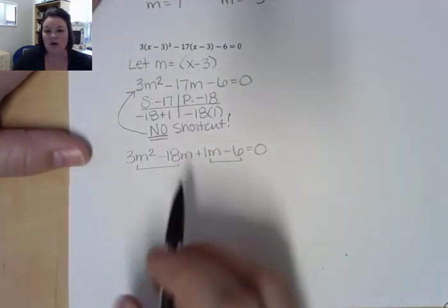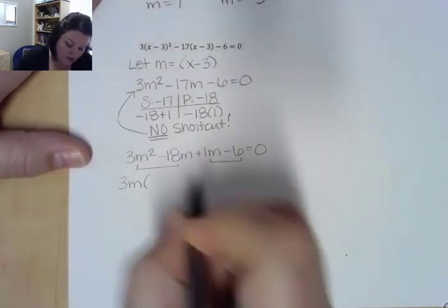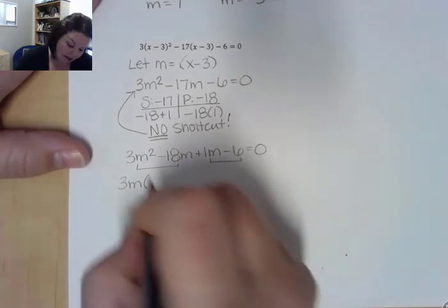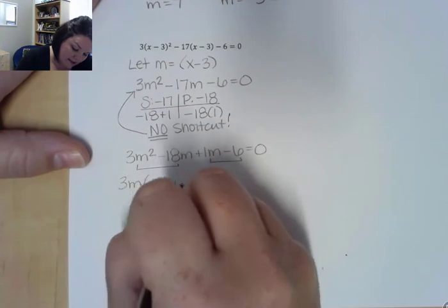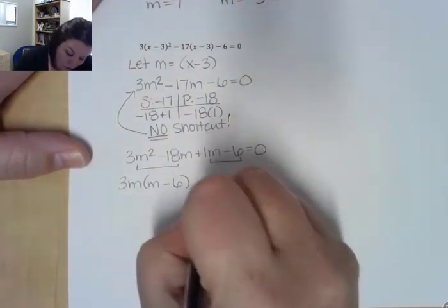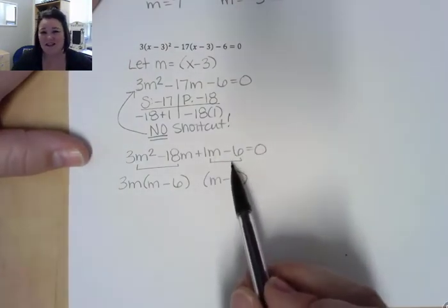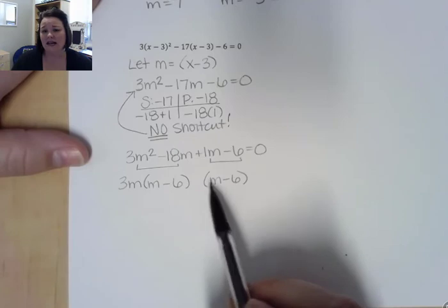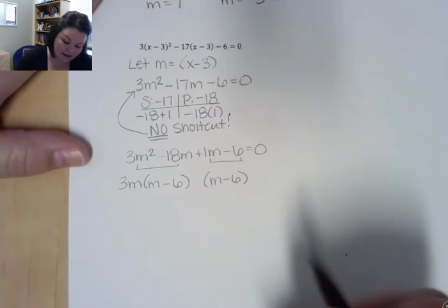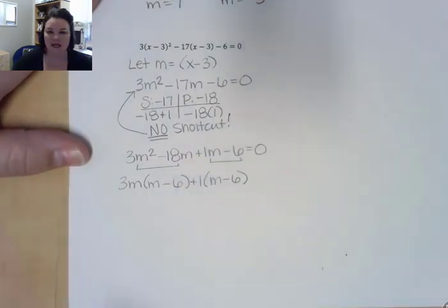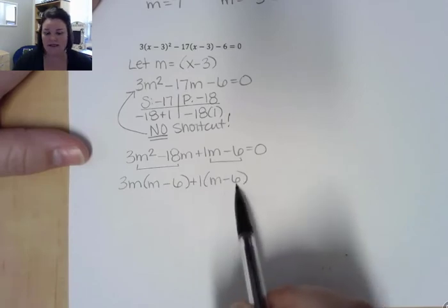Okay. So out of the first pair, I can take out a 3m. When I take out a 3m, my first term will be left with just an m. My second term, 18 divided by 3, is going to leave me with a negative 6. Okay, and I'm hoping to be left with m minus 6 over here. And I actually already have that. So if I already have what I need, I still have to take something out. But the one thing I can take out that doesn't change the value is a positive 1. So I'm going to take out a positive 1. And when I divide both terms by a positive 1, of course, I'll end up with m minus 6.